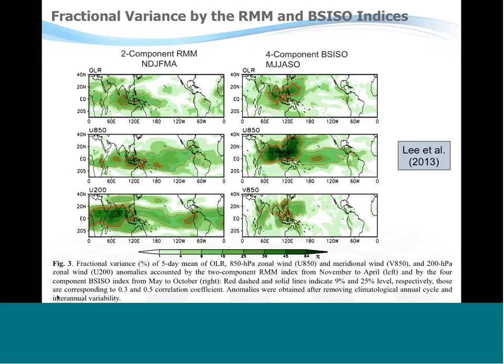And it's on the order of, say, 30% or so. And these are just the variance of the anomalies, just taking out the annual cycle and interannual variability, but otherwise it's just 5-day means. So there's no additional filtering done. So the variance captured in the winter from the Wheeler-Hendon modes is on the order of 30 to 40%.